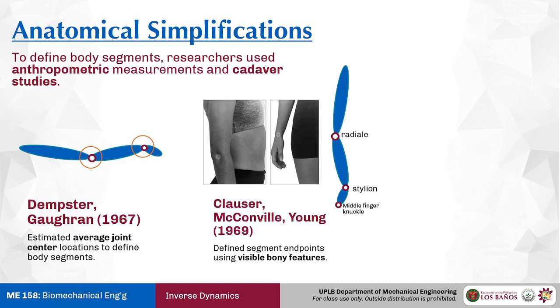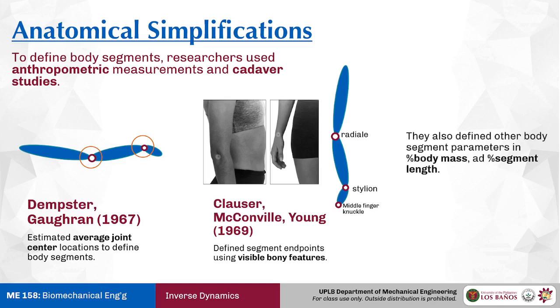Now for your hand, they do have measurements for that. They assume that your hand is actually only your palm. So it's kind of strange. Basically, Clauser's team ended the hand approximation at the middle knuckle. So your hand is just up to the knuckles. It's not part of your fingers. It's kind of weird, but yeah, that's part of the anatomical simplification process. They also defined other body segment parameters such as percent body mass of each segment and percent of the segment length.